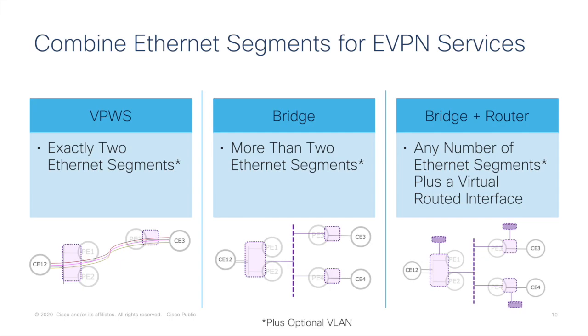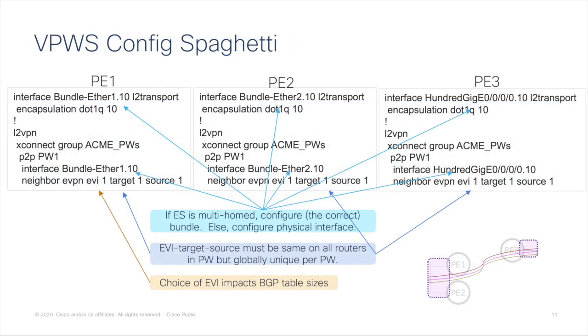Once you've defined your Ethernet segments, you're almost done, because EVPN services are really just different ways of combining those segments. A virtual private wire service, or pseudowire, is exactly 2 segments. A bridge is more than 2 segments. An integrated routing and bridging service is a bridge with a routed interface configuration. Let's take the simplest example of a virtual private wire service. As you can see from these router configs, there are lots of parameters to coordinate and rules to remember, to the tune of 7 lines per device per pseudowire.